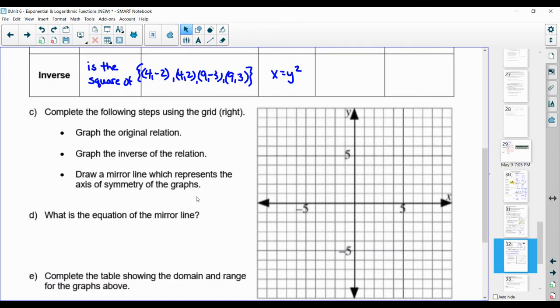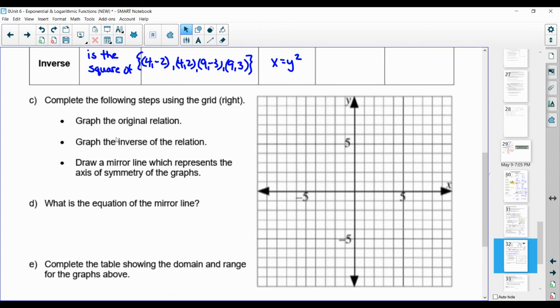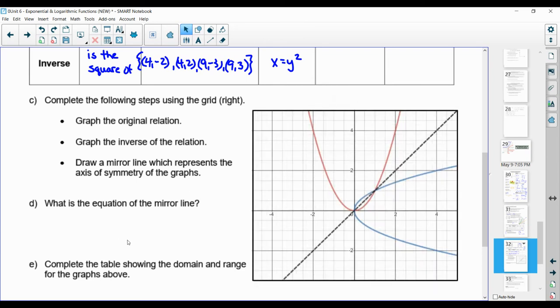So the question here asks you to graph the original relation, graph the inverse, and then draw the mirror line. Again, I've done this already on the computer. So if we click on this here, my original function is the parabola opening up. And then my inverse function is the one on its side. And again, if you wanted to graph this on your calculator, you would have to graph this in two parts. And then my mirror line right here, the dotted line, is y equals x.